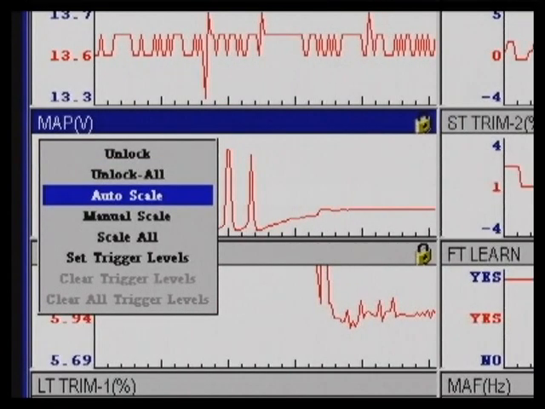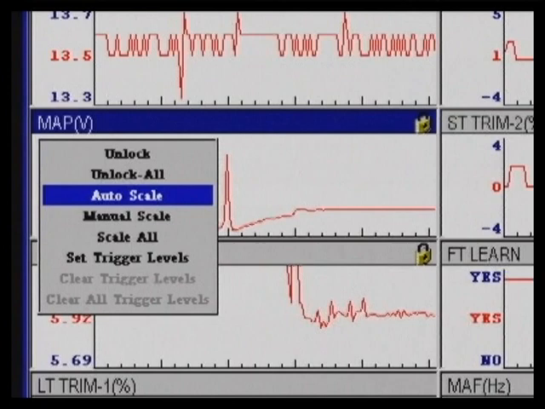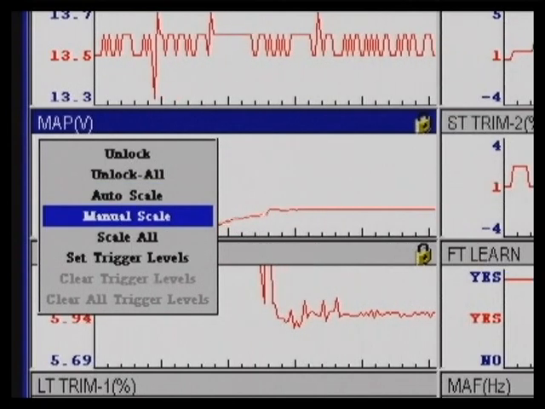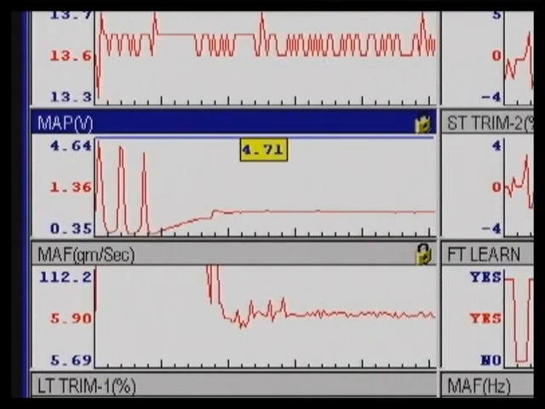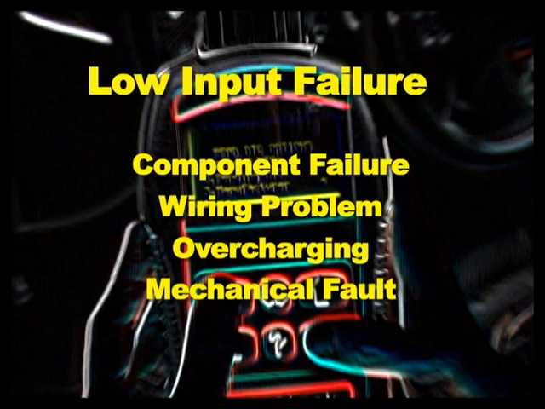A high input failure results when the signal reaching the onboard computer has more voltage, current, or a higher frequency than normal. This is often caused by a failure of a component, wiring problems, overcharging, or a mechanical fault.